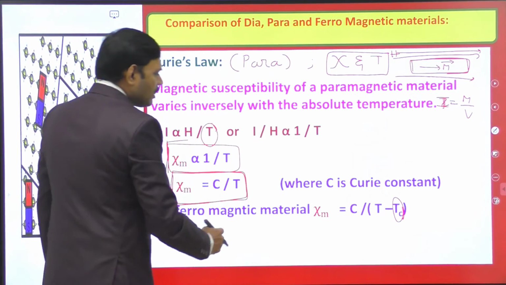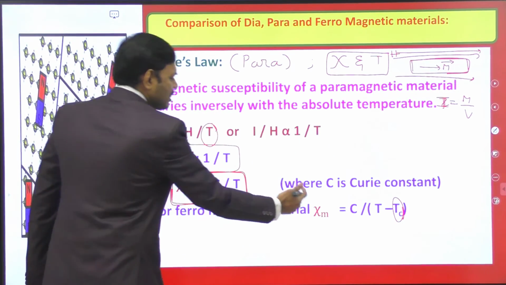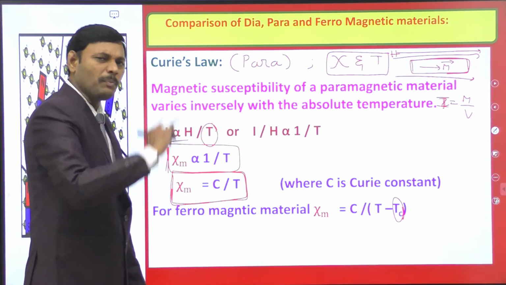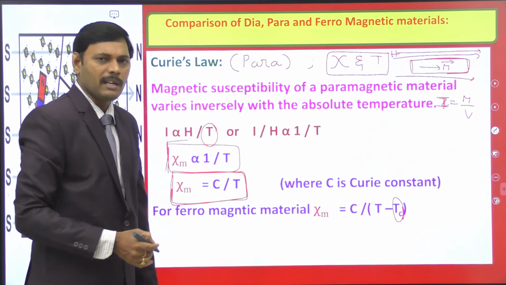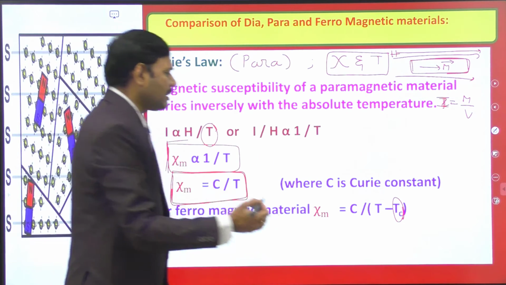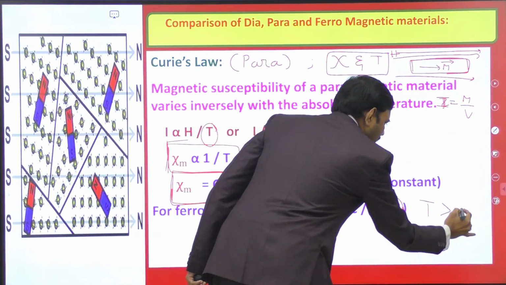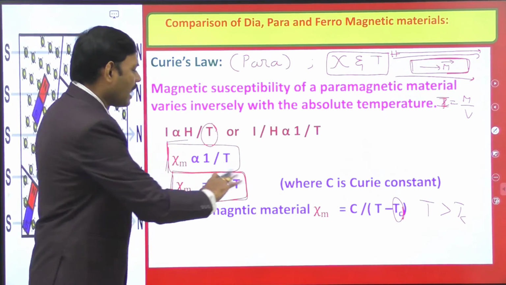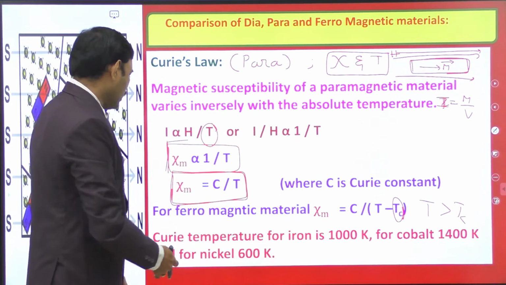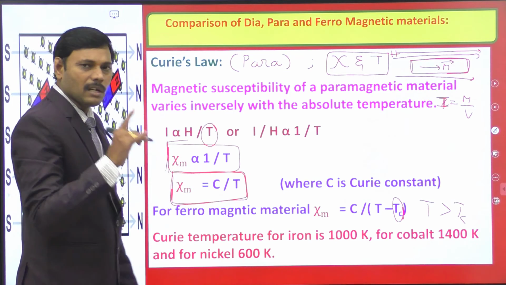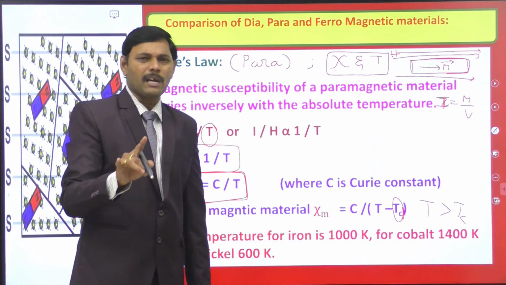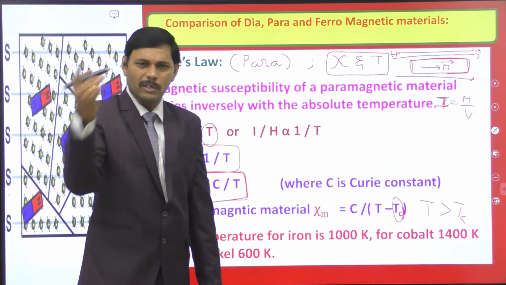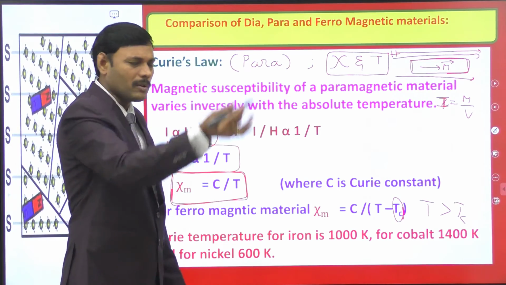Okay, that is about Tc. Once it becomes a paramagnetic material, this relation holds good: χm is equal to C by (T minus Tc). This is valid when T is greater than Tc. Once T is greater than Tc, the ferromagnetic material transforms to paramagnetic material. So the Curie temperature is the temperature at which the domain structure is destroyed. Thereafter the susceptibility goes on reducing with rise of temperature above the Curie temperature.